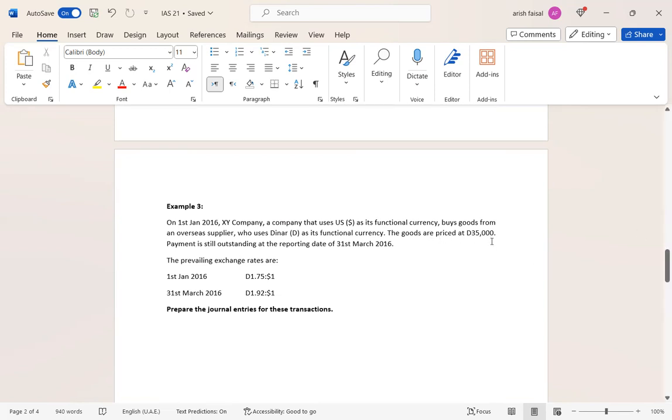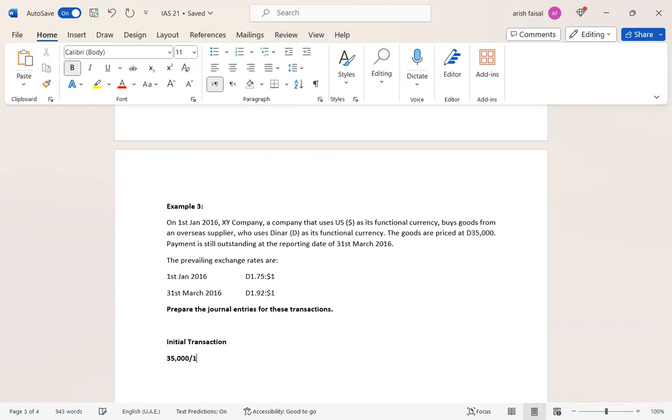The goods are priced at 35,000 dinar. Payment is still outstanding at the reporting date. So in this case, it's not a settled transaction. It's considered to be an unsettled transaction. So at the time of the initial transaction, again, it's 35,000 dinars. So you need to convert it into XY company's functional currency. So I'm going to take 35,000 dinar divided by 1.75.